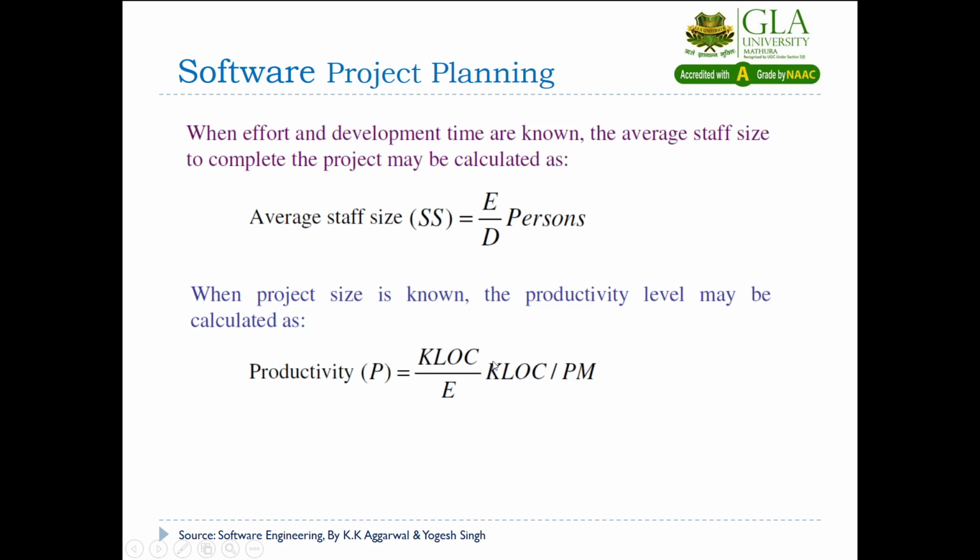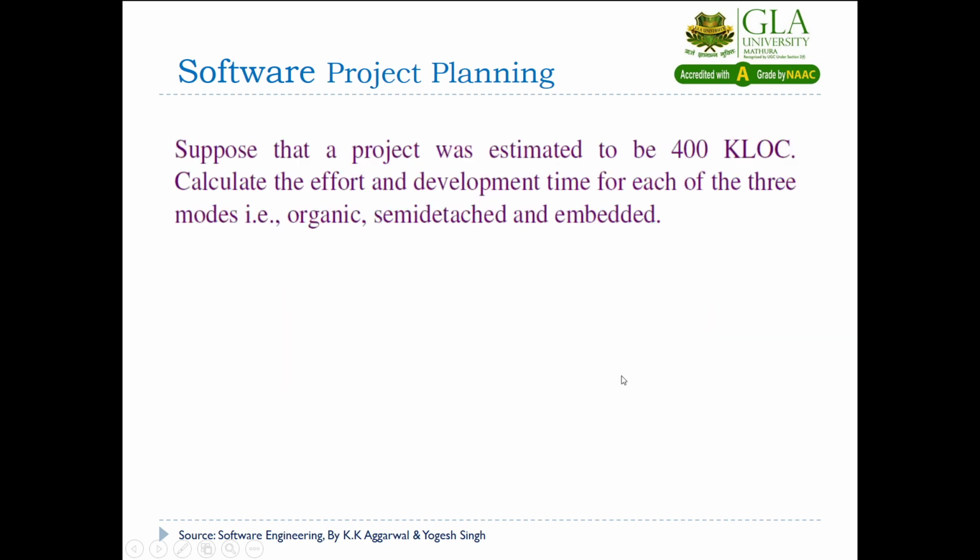This thousand lines of code will be given to you. You will divide it by the effort in person-months, and then you will find out the productivity. So now I take a very simple and general example. We are not specifying which kind of formula we will apply. Here we are just going to compute the effort and development time for the organic, semi-detached and embedded modes, so that we will be able to compute for any problem.